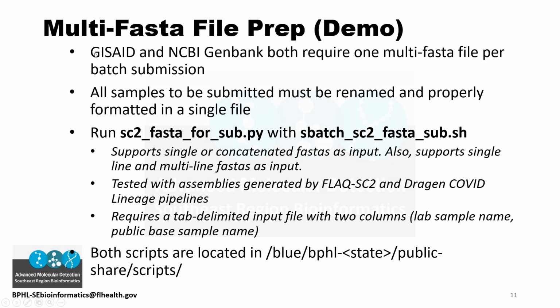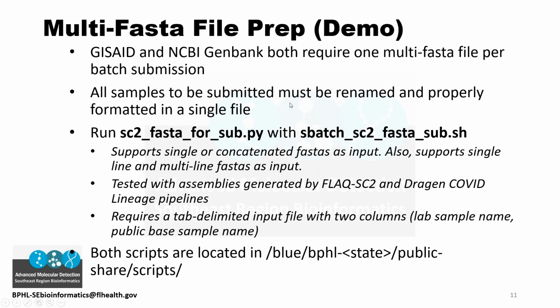For this script, just to repeat what we're doing here and why: GISAID and NCBI both require just one multi-FASTA file per batch submission. So when you do your submission, you're going to have one metadata template that you attach and submit, and then you're going to have one FASTA file. So when you have like 800 samples you're trying to submit, you can't upload all 800 individually using these submission methods.